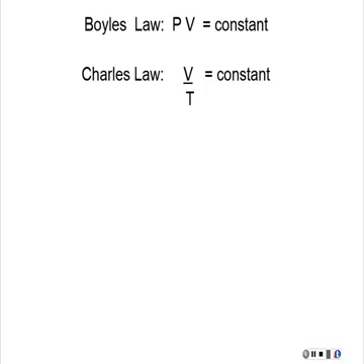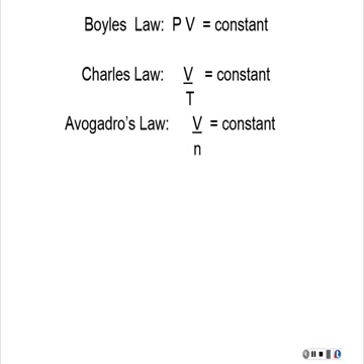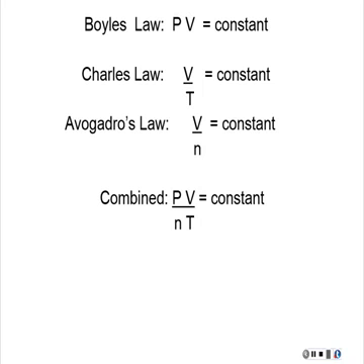Boyle's law can be written as PV equals a constant. Charles' law, V over T equals a constant. Avogadro's law, V over N equals a constant. Now if we combine them all together, we get PV over NT equals a constant. And rearranging this a little bit, we can get PV equals N times the constant times T.